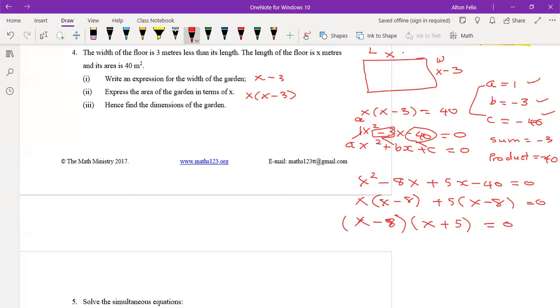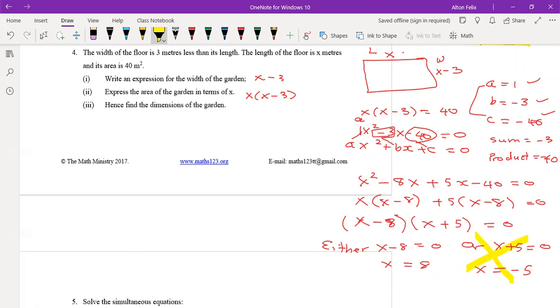Now, you're solving. So you're saying either, you take the first factor, either x minus 8 is equal to 0, in which case x will equal 8, or x plus 5 is equal to 0, in which case x is equal to negative 5. Now, x is defined as the length of the garden. In this context, we'll have to disregard a negative value for x because x cannot be negative, right? So we will disregard this answer here.